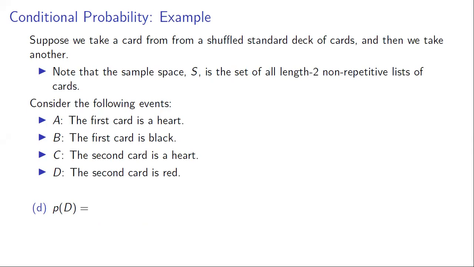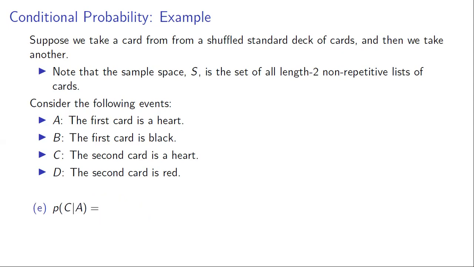So again, we're going to use the same idea of filling in the second entry first when we're trying to figure out the cardinality of D. So that's going to be 26, the second card could be any of the red cards. Then we have 51 choices for the first card. So this here is the cardinality of D, in other words, the number of ways for D to occur. And then this is divided by 52 times 51, which is the number of total outcomes that can occur. So again, the 51s cancel each other out. We're left with 26 divided by 52, which is 1/2.